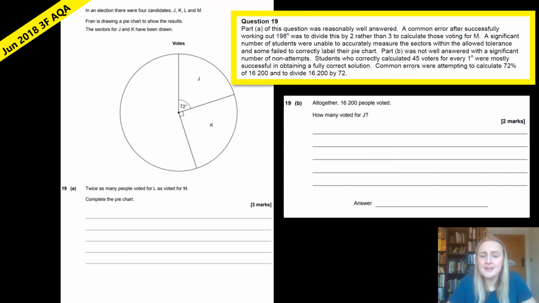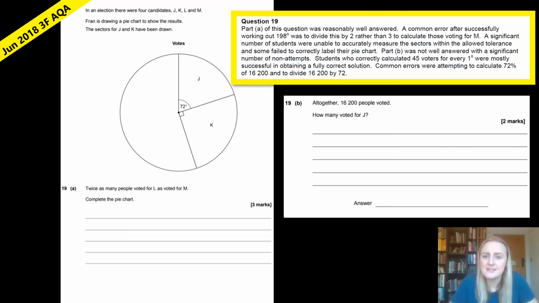And then it said that a significant number of students were unable to measure accurately. So even if they managed to correctly work out what the angle should be, a lot of students just can't use a protractor well. And then it says part B was really badly answered, which surprises me because to me part B is the more standard pie chart procedure.